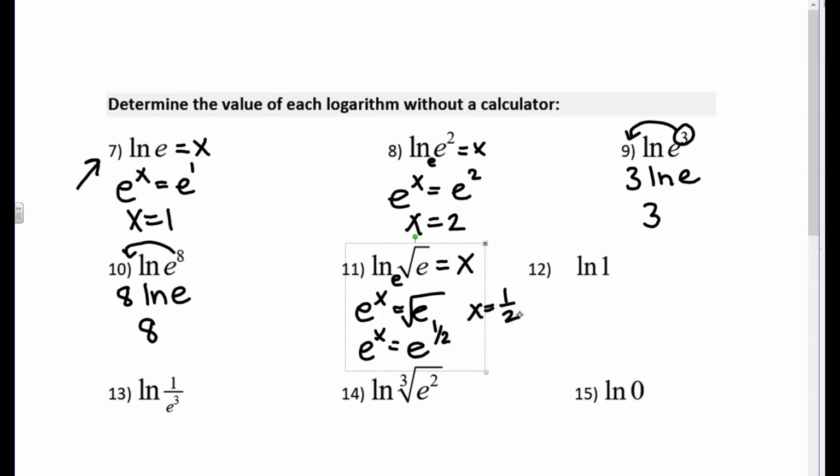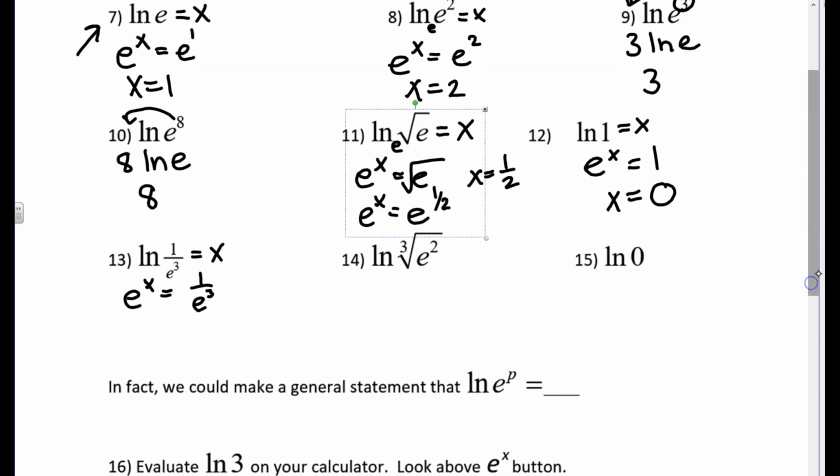That's the value of that logarithm. Set this guy equal to x. I get e to the x equals 1. The only way to get 1 over here is to raise that e to a 0. So therefore, x must be 0. Here we set that equal to x. I get e to the x equals 1 over e cubed. I'm going to rewrite them both with the base of e. That's e to the -3. Therefore, x must be -3.